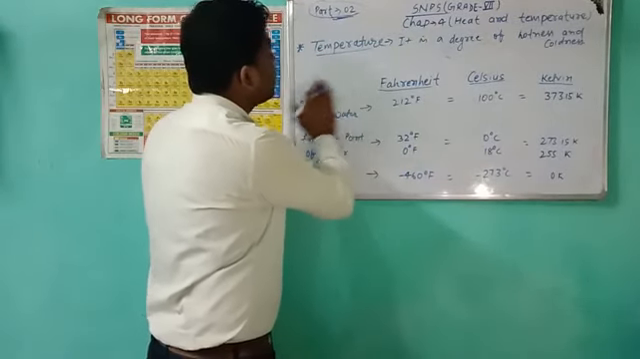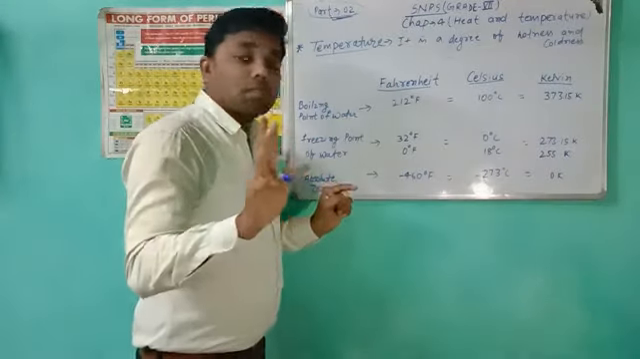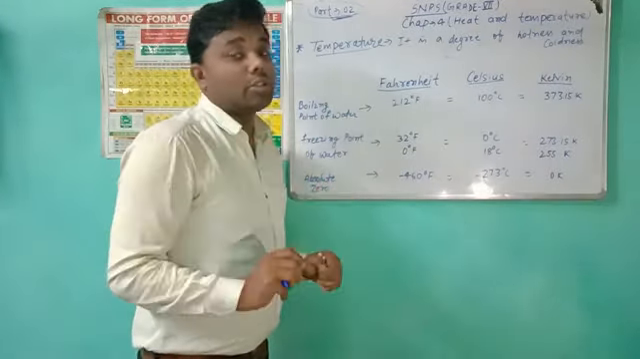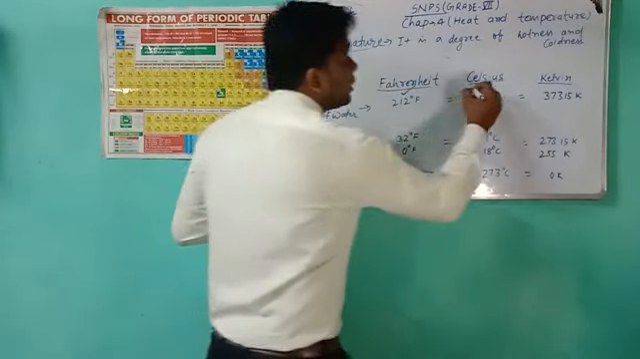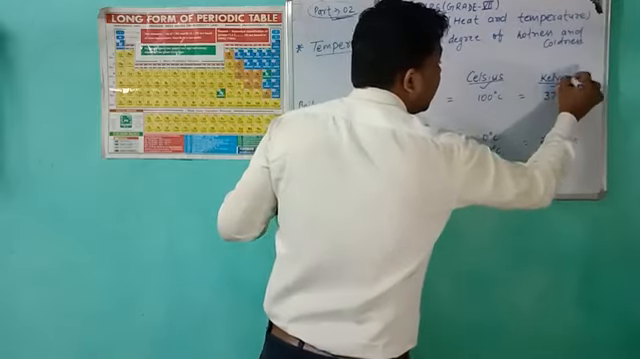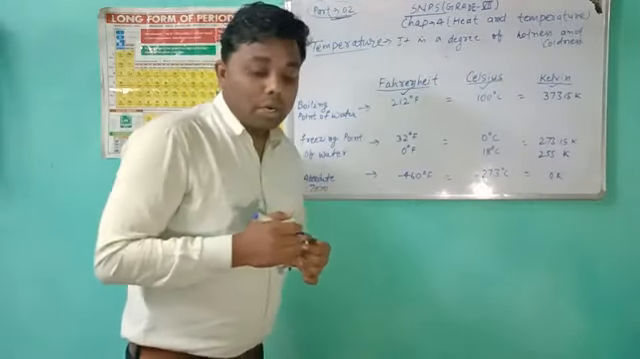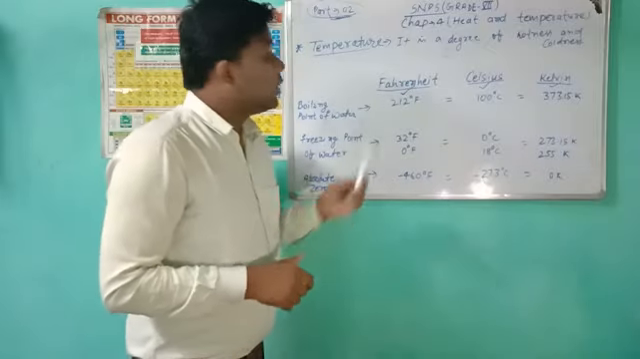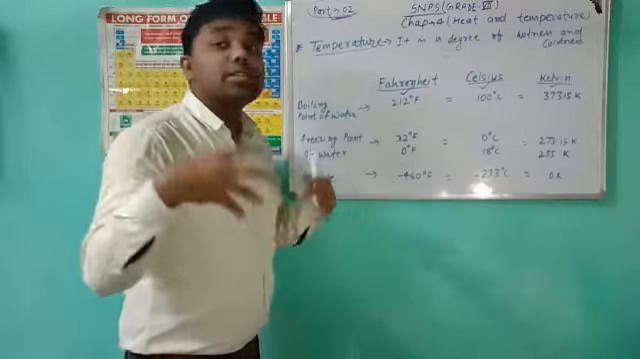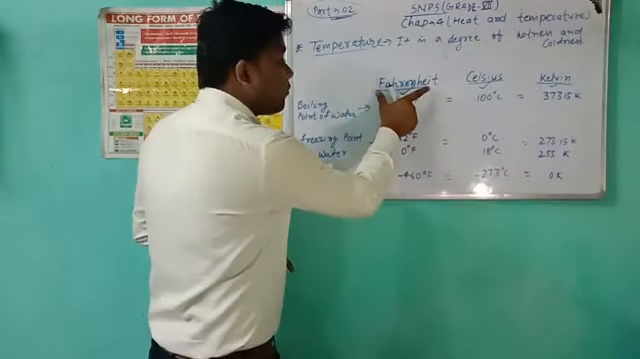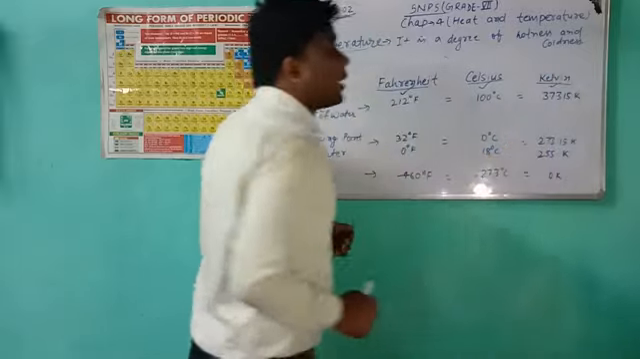There are three types of thermometer: the first is the Fahrenheit thermometer, the second is the Celsius thermometer, and the third is the Kelvin thermometer. These are also called temperature scales. So we can say that there are three types of temperature scales: Fahrenheit, Celsius, and Kelvin.